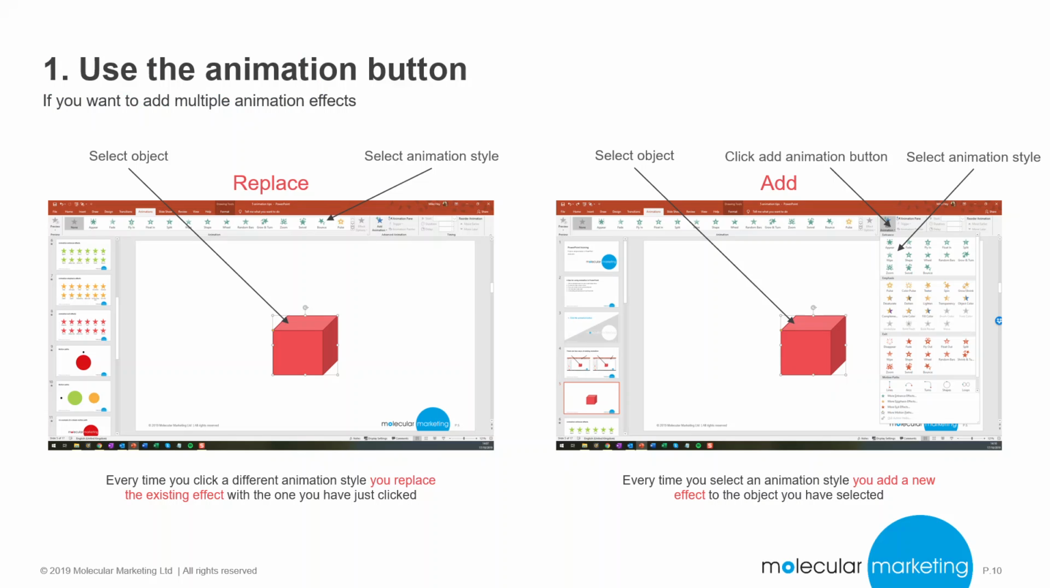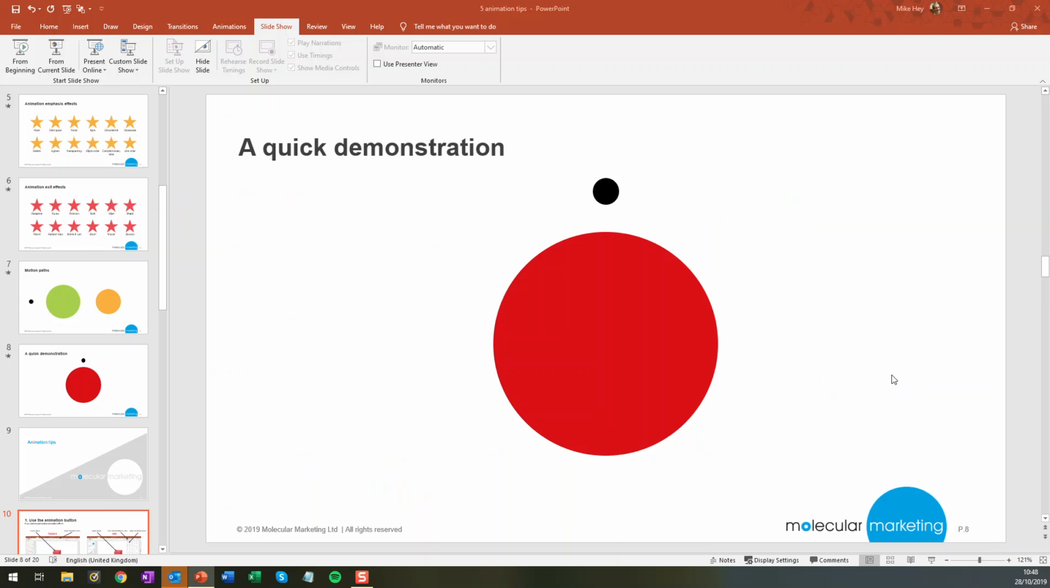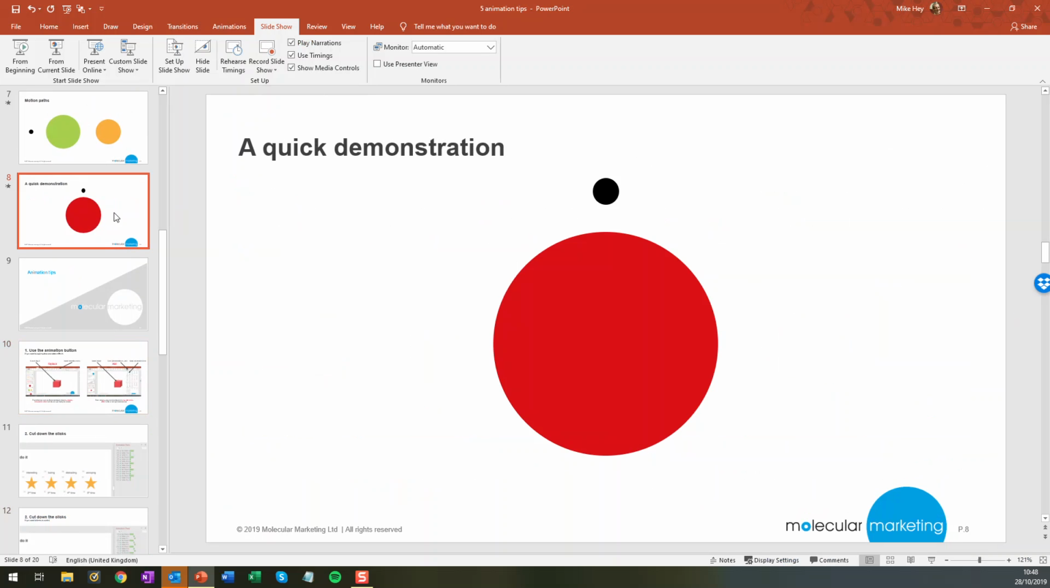Okay, the first tip is about the animation button. There are 2 ways of adding animation effects in PowerPoint. First of all, you can select the object, and then you can use this pane at the top to select the style you want, and that adds an animation effect to your object. However, if you then click another animation effect, it replaces the first effect with the second one you've clicked. So the best way to add multiple effects onto an object is to select the object and then click on this button here, the animation button, and then you can add multiple effects. So let me demonstrate this.